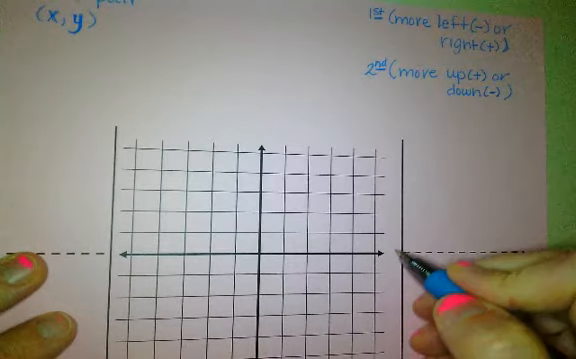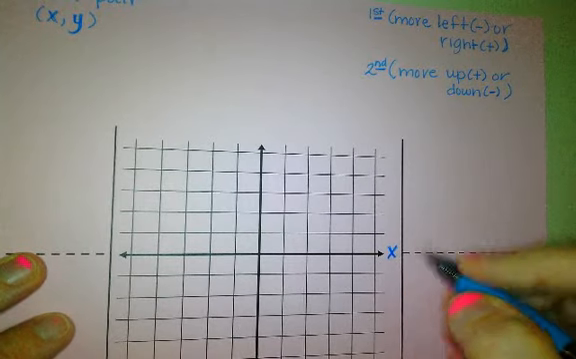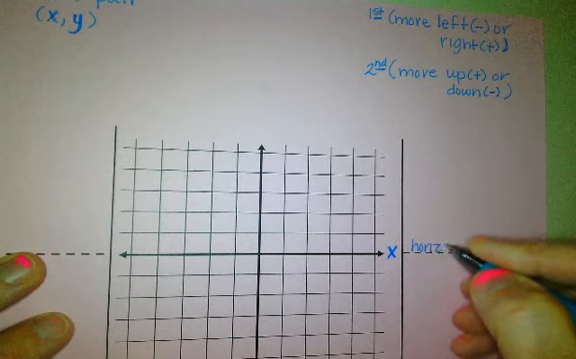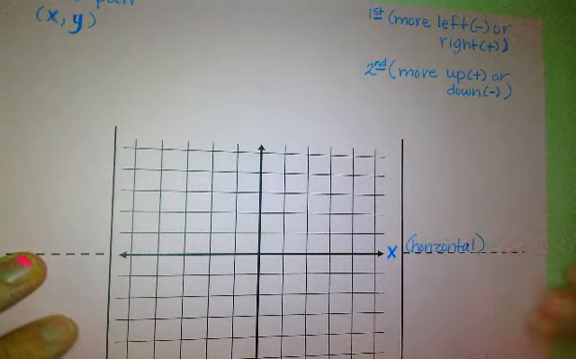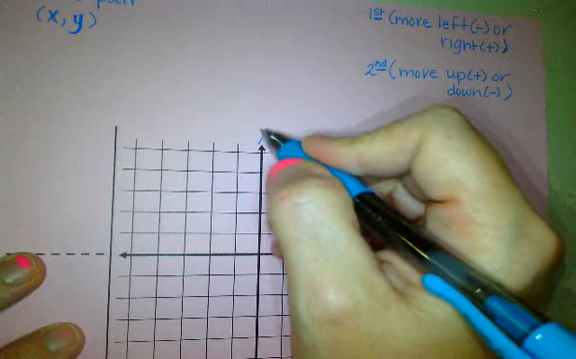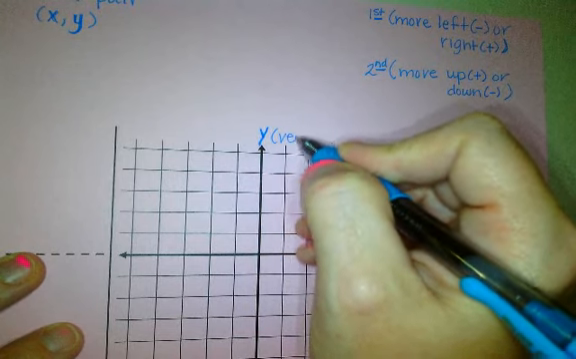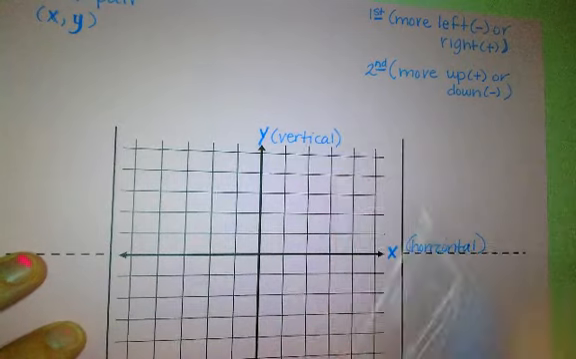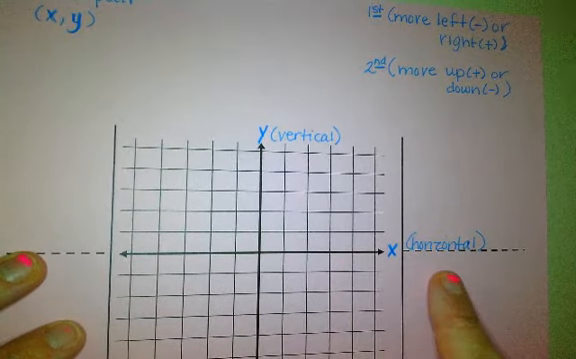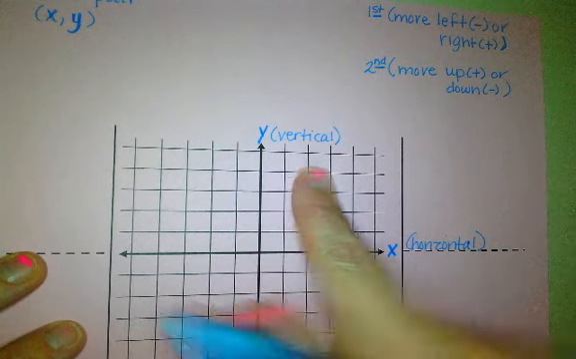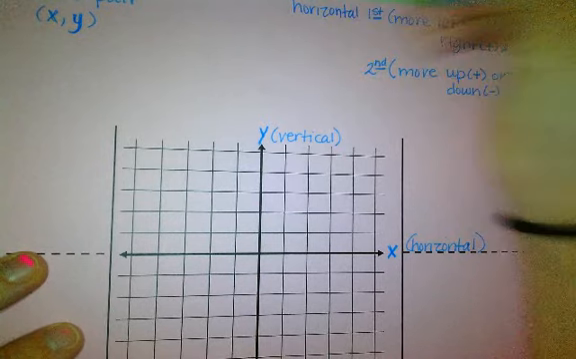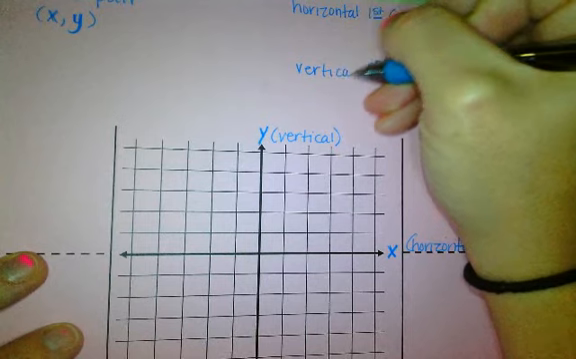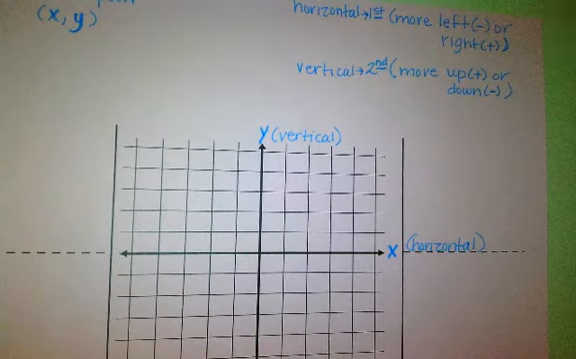This is always your x-axis, which is always horizontal. Your x-axis is always horizontal. And then up here is your y-axis, and that is always vertical. So x is always horizontal, and y is always vertical. So you always move horizontally first, and then vertical. Maybe that'll also help you, okay?